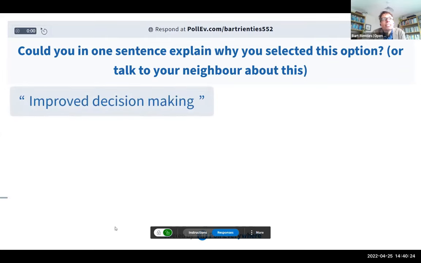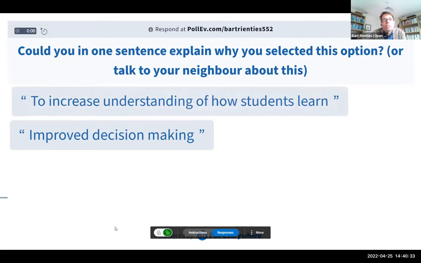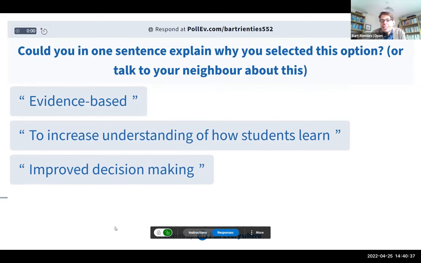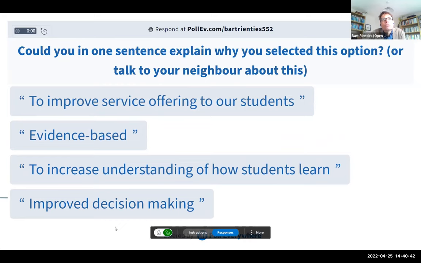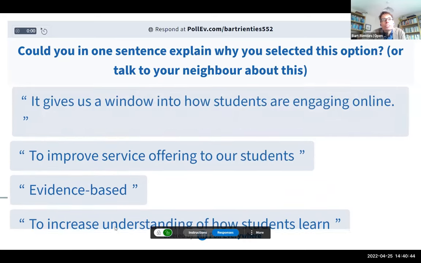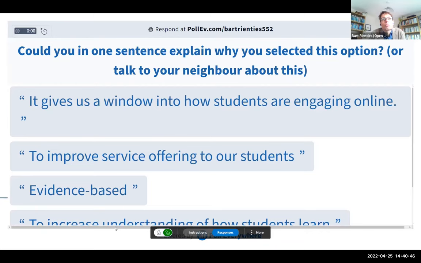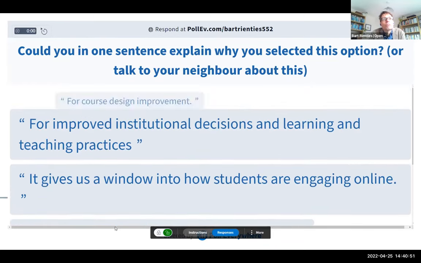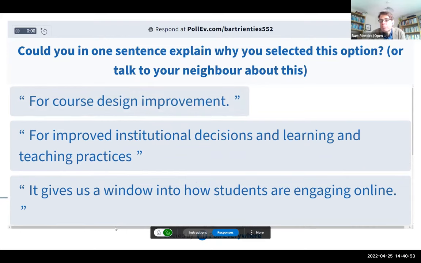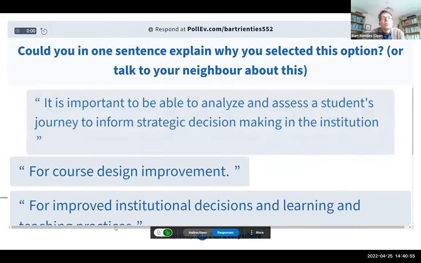So it could lead to improved decision making, which is an interesting thought. It's to increase our understanding of how students learn. It's evidence-based. It's to improve the service that we're offering to our students. You're giving some great thoughts here. It gives us a window into how students engage online. Again, it's about improving decision-making. It's for course design improvement, which I will talk about a little bit more.